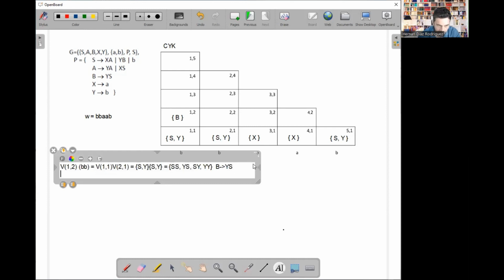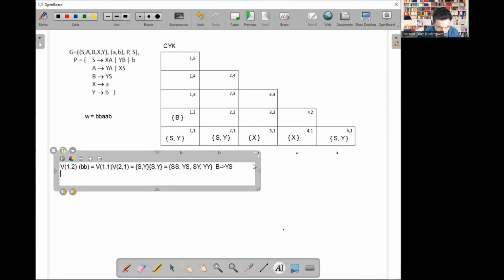We go to the next cell, and to get the content of this cell, we start in the second character and we need to produce 2 characters, right? It is the position 2, 2.